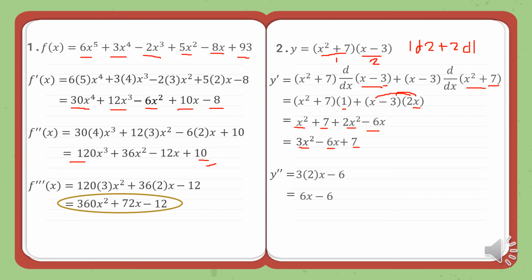Okay, yan na ba yung final answer? Yan na para sa second derivative. Pero ang hinahanap kasi natin is third derivative. So, y triple prime is equal to, ang derivative ni 6x is 6. Ang derivative ni 6 is just 0, so hindi natin siya kailangan hanapin. So, it will be the third derivative of the given function.